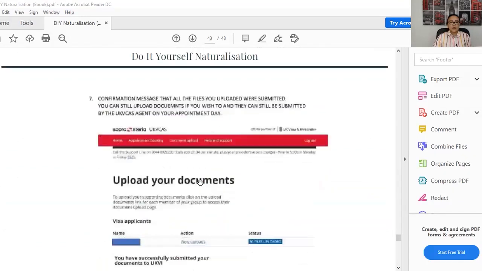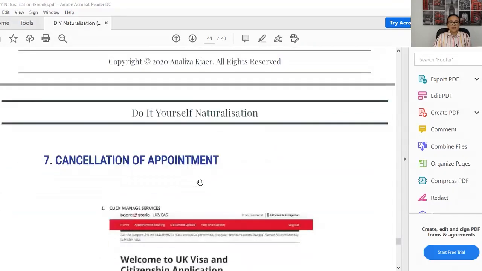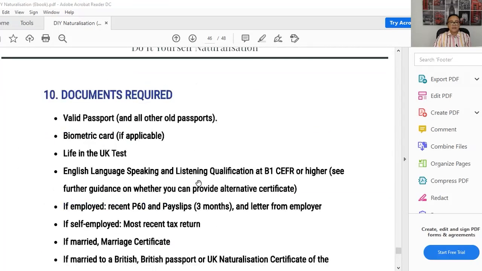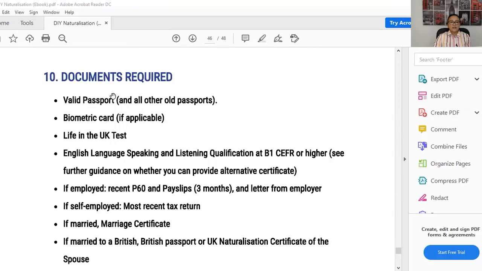Okay, so you know what to expect, you know what you have to do, what you have to do to cancel your appointment, for example, and what documents will be required. Not many people will know this, so if you have downloaded this, then you are one of the lucky ones. Okay, so documents required: you need your valid passport.